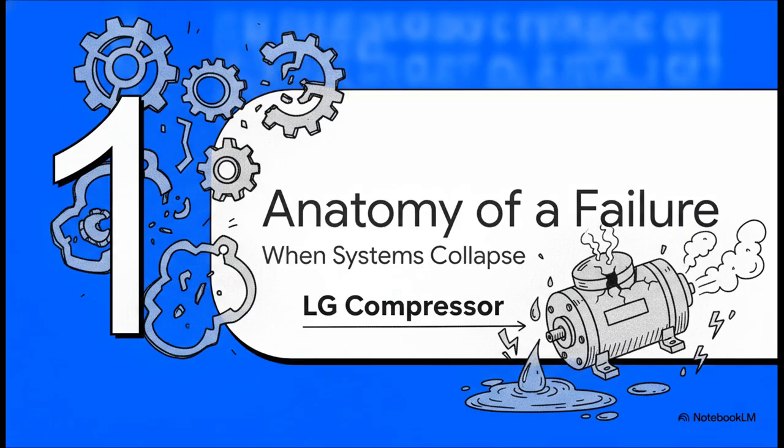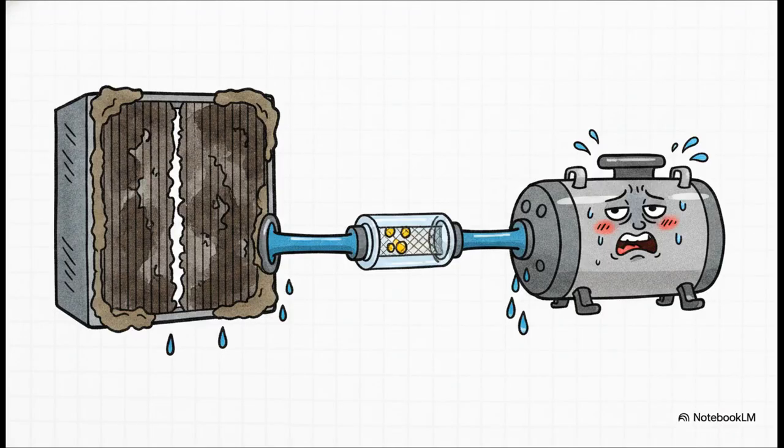All right, Section 1, the anatomy of a failure, and what happens when systems just completely collapse. So in the case of that failing LG system we just mentioned, it really wasn't just bad luck. The system had incredibly low pressure and these completely packed dirty indoor coils that hadn't been cleaned in like 12 years. That severe lack of airflow meant the refrigerant simply wasn't boiling off into a vapor like it's supposed to. Instead, liquid refrigerant migrated right back to the compressor. And remember, compressors are vapor pumps, right? They absolutely can't pump liquid.